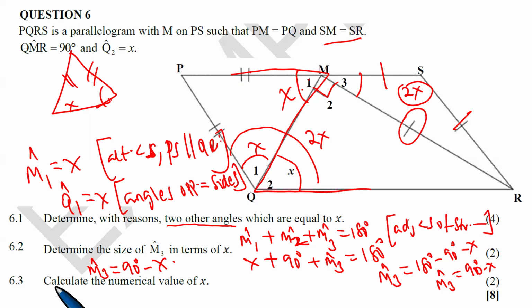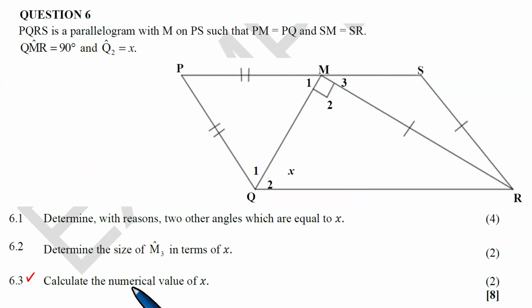Okay, let's look at 6.3. Calculate the numerical value of x. This one. What is this x? Calculate the numerical value of x. Okay. I see 90 degrees. Okay, let's just check. This one is already 90.